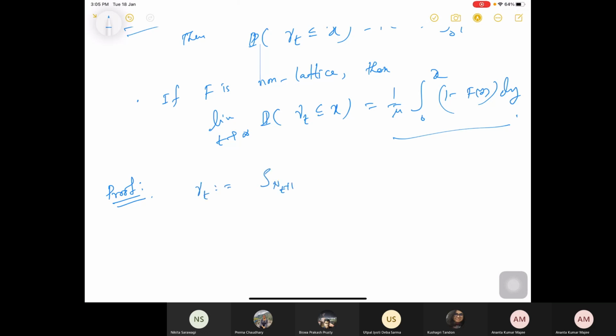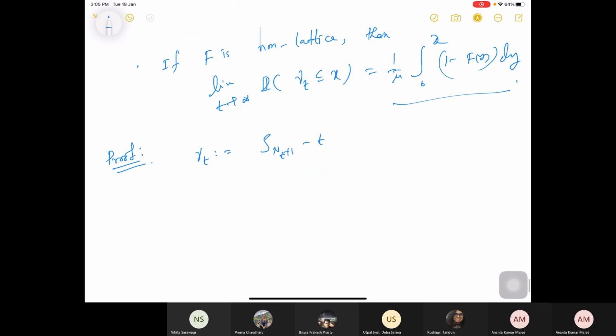So what is my nu t by definition? This is S of N_t plus 1 minus t, is it not? So this is my nu t. Nu t is strictly greater than x for any x. What does that mean? It is the if and only if condition that if you look at the interval t to t plus x, there is no renewal, is it not? Because nu t is strictly greater than x, so S of N_t plus 1 is greater than t plus x. That means, because at t we know there is a renewal N_t, in t to t plus x there is no renewal.